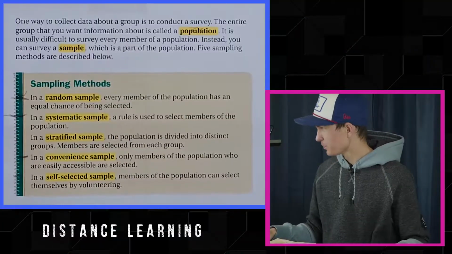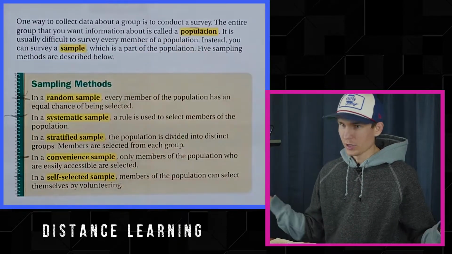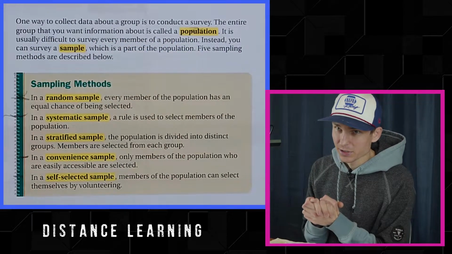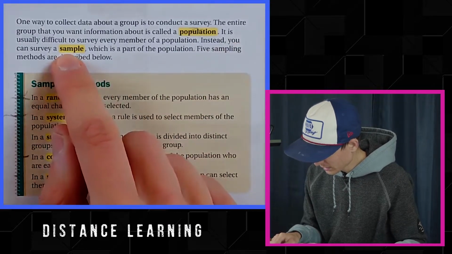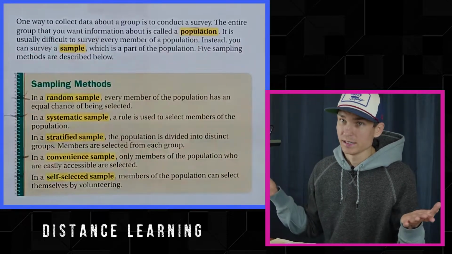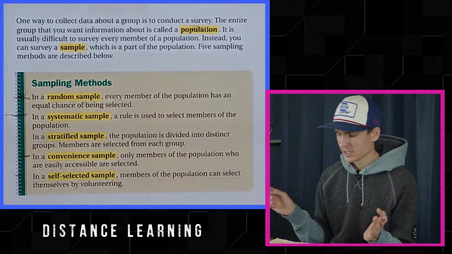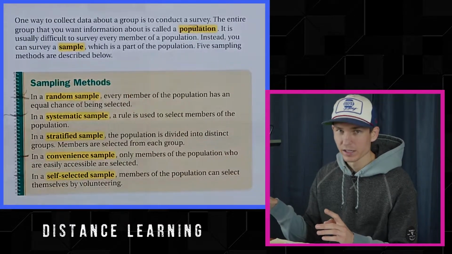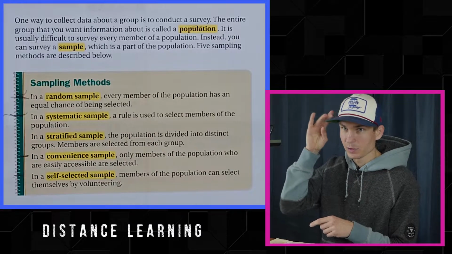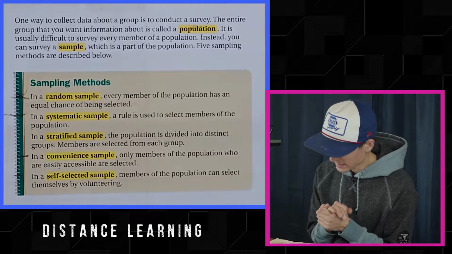All right, so you see here, it says the group that you want information about is called a population. If I want to know about NASCAR fans, our population is NASCAR fans. If you want to know about middle schoolers, the population is middle schoolers. Pretty easy. The sample is who you can survey, okay? So moving forward, you're going to have to say what type of sample you are choosing, one of these, 1, 2, 3, 4, 5, and whether it's biased or unbiased, and how we can reword these questions to be unbiased.